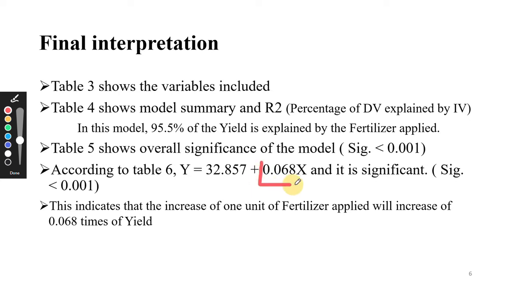Now what do you mean by this 0.068? This is how you have to interpret it, so please remember this interpretation. This indicates that an increase of 1 unit of fertilizer, or 1 unit of X, right? Fertilizer means X. So when you increase 1 unit of fertilizer, the harvest, or the Y, will increase by this value. That is how you have to interpret.